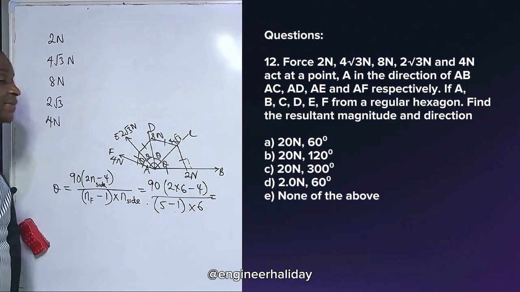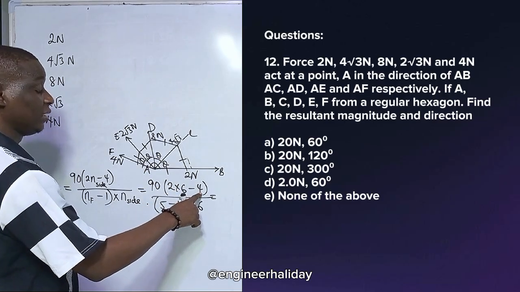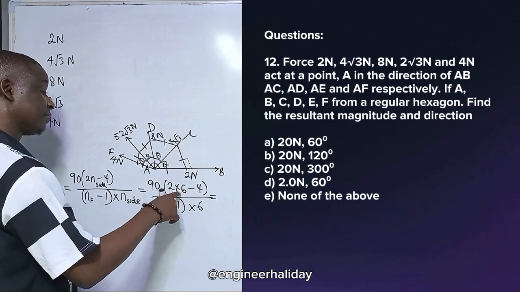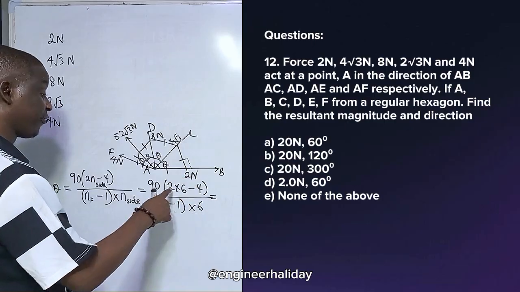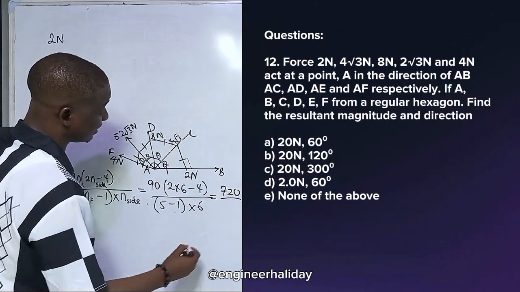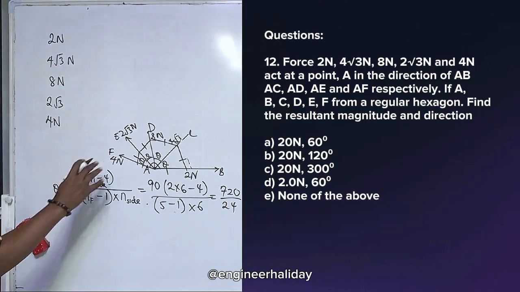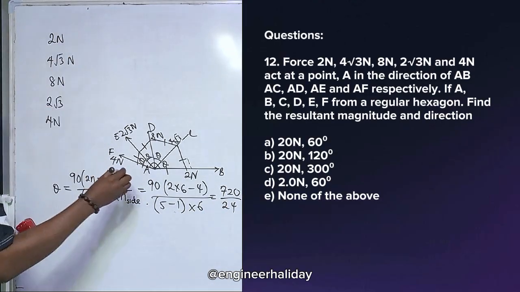What do you have? That will give us 10 minus 4, 6. Then that is 12 minus 4, 8. 8 times 90 is 720. 720 divided by 24 will give us each of the angle, 30.